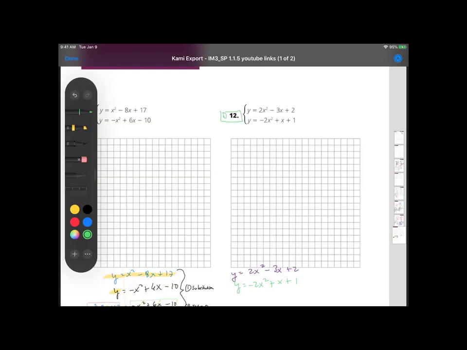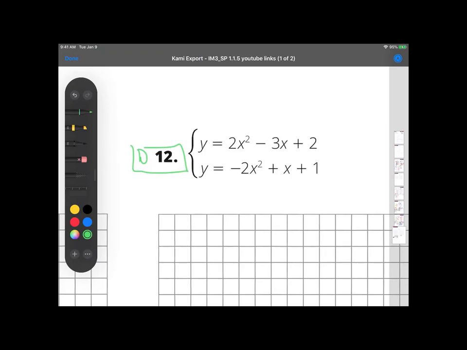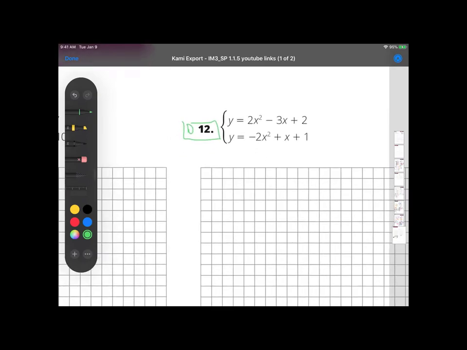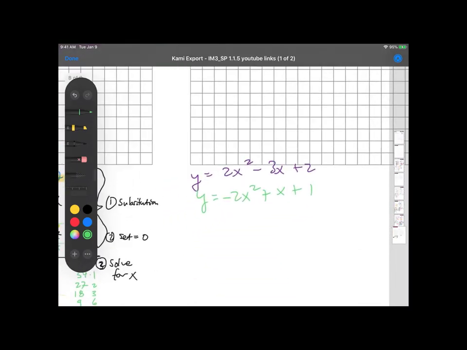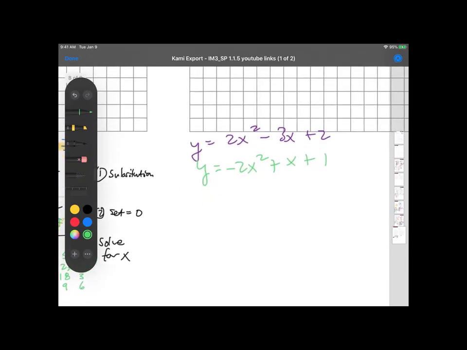Alright, let's go over question D12. This is called a system of quadratic equations. Why is it called a system? You have two equations, and it's quadratic because you see the power of 2 there. What we basically need to find is our solution. The directions tell us to solve this algebraically. I wrote them down here.